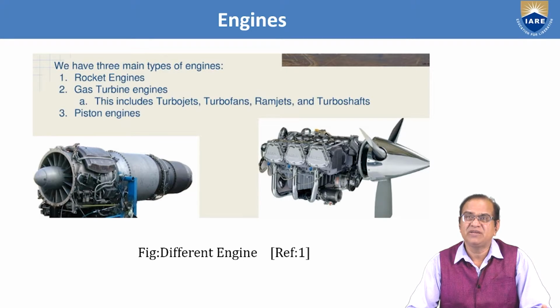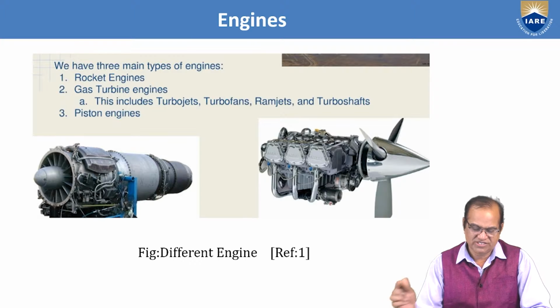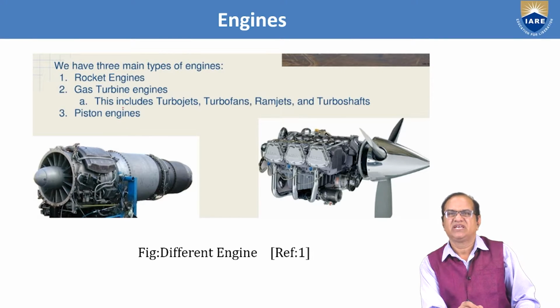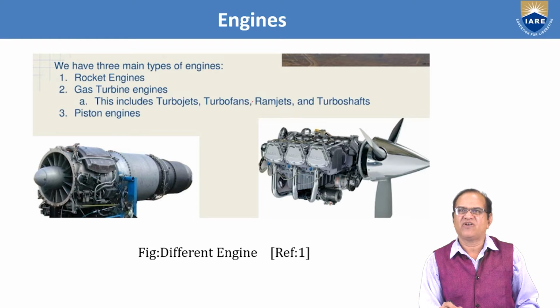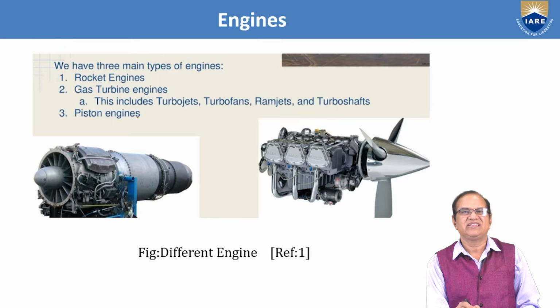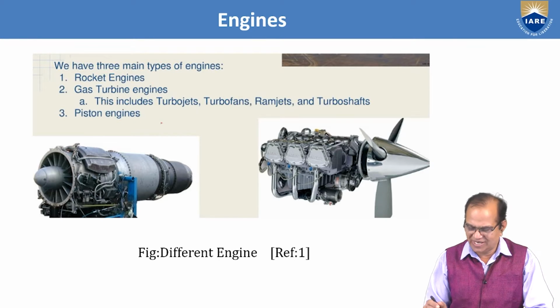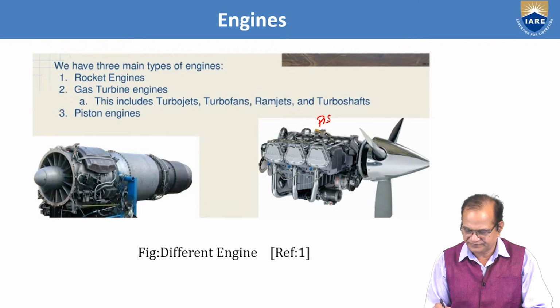So we have 3 main types of engines. One is the rocket type engine. Then we have the gas turbine engines. This includes turbojet, turbofan, ramjet and the turboshaft engine. Then we have the piston engine. They are the old type of engine and they are called the piston engine. So this you can see here, it is a piston engine here.